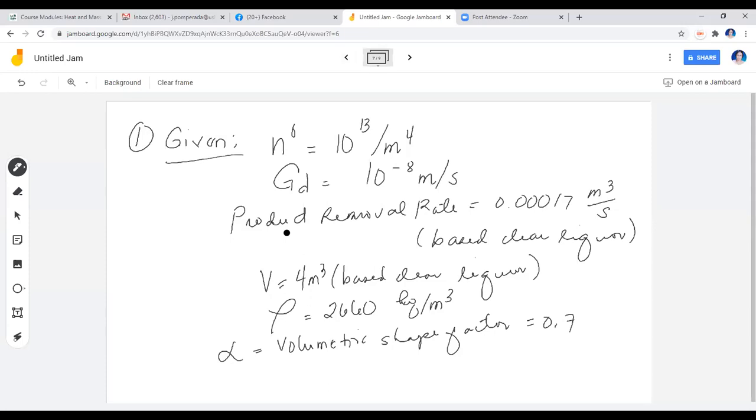So in the given, we have the product removal rate, and this is your volume. If you look intently at the dimensional analysis, if I divide the volume by the product removal rate, that would give me the drawdown time, or the time that I will remove the magma inside my crystallizer, because the crystals have already reached the size which I want them to become.